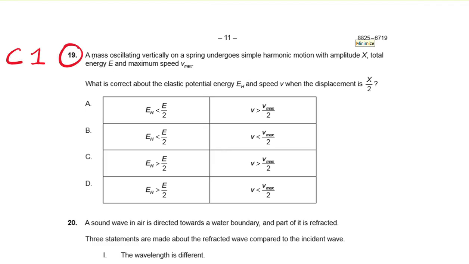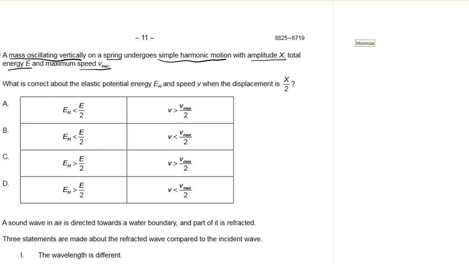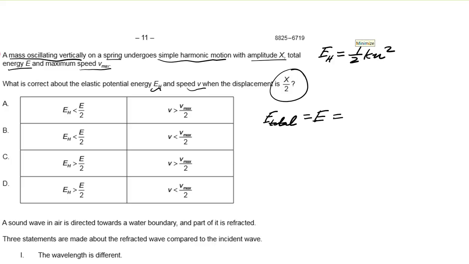So we have question 19: a mass oscillating vertically on a spring undergoes simple harmonic motion with amplitude x, total energy E, and maximum speed V max. What is correct about the elastic potential energy and speed V when displacement is x over 2? Okay, so we have E total is equal to E, right? And what is our formula for elastic potential energy? We have half kx squared, right?